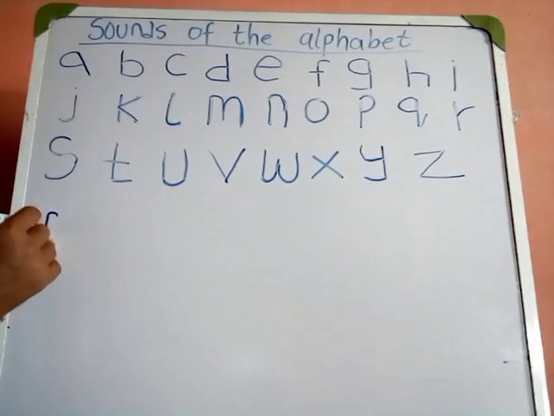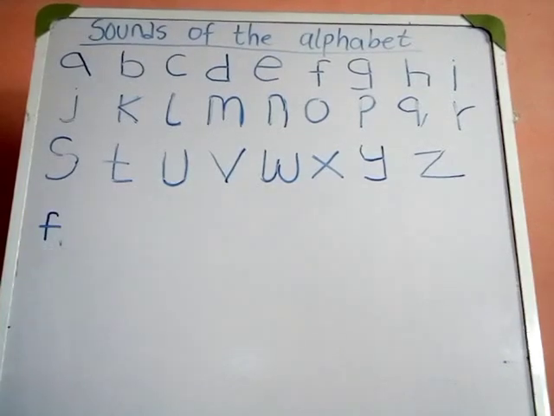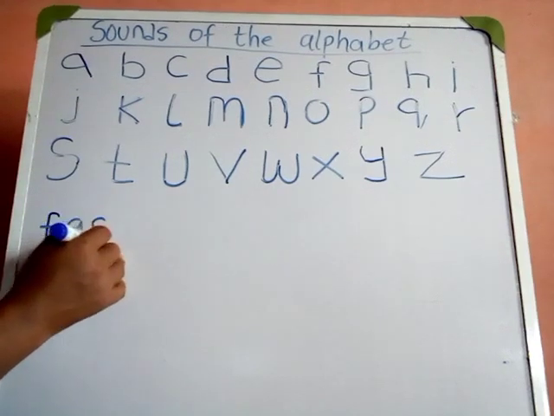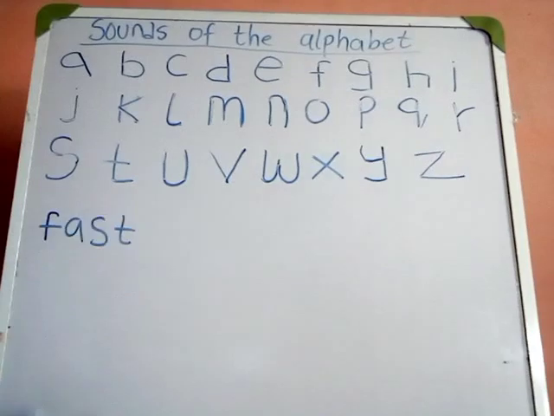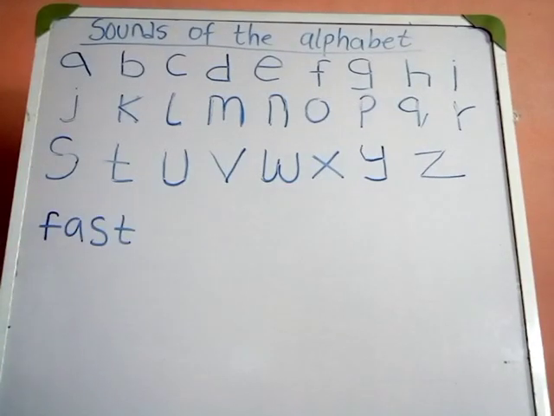Now the second sound is a. Far. You hear the R sound in it. The third sound is s, fast. Then the last sound is t, fast. So we have the word fast.